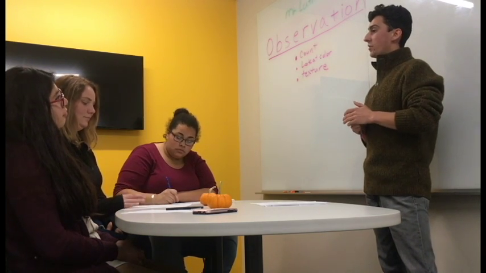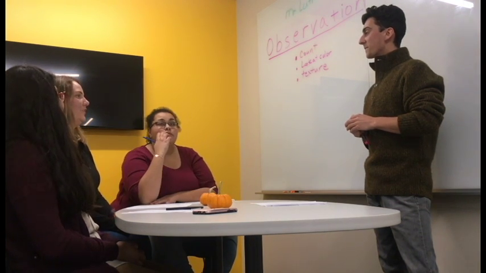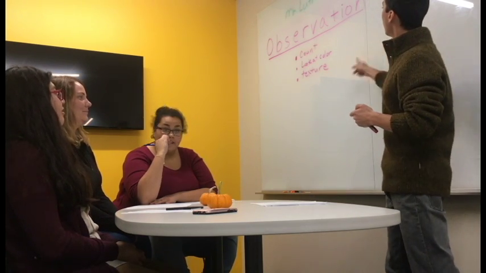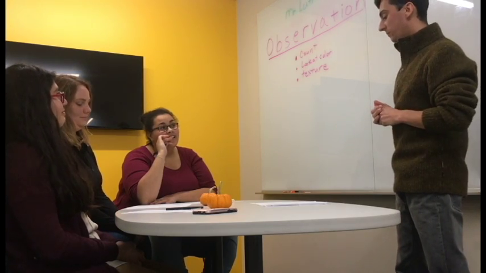Do you guys have an idea of another quantitative observation? The rectangle is made of two squares. That's great. The rectangle is made of two squares. So you counted 1, 2, and that was your quantitative observation.